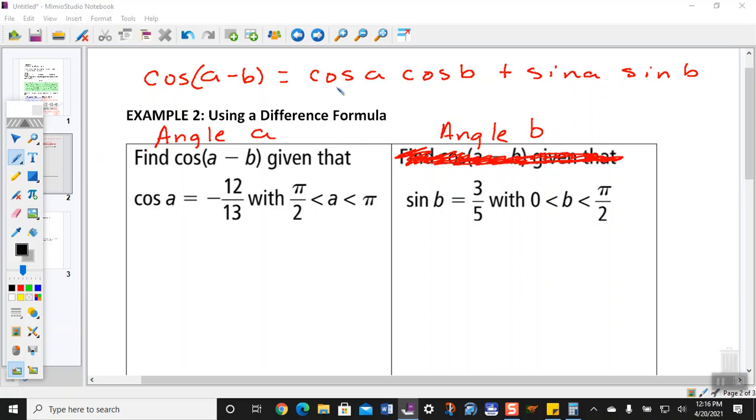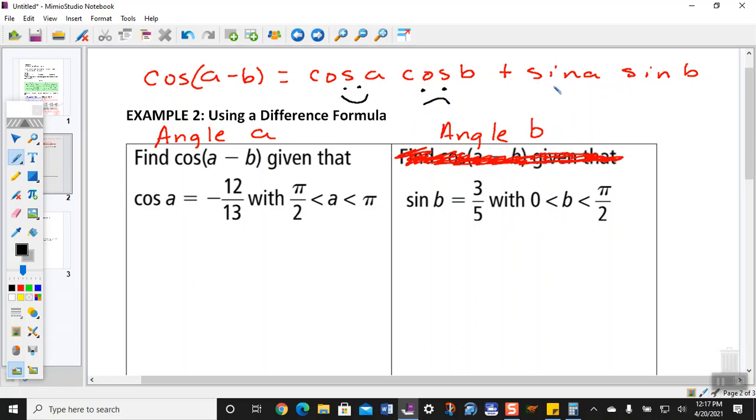Okay, quick question, kids. Do we know what cosine of A is already? Yes. They tell me right here, so we're good on this one. Cosine of A, I'll put a little smiley face under cosine of A. We know that already, okay? What about cosine of B? Do we know cosine of B? No, so we've got to find that, right? So this one's going to get what kind of a face?